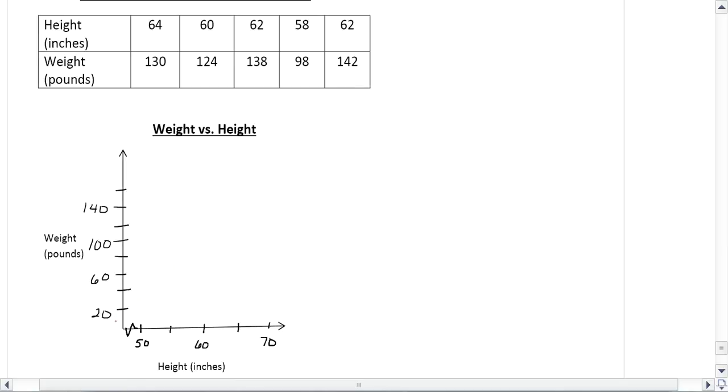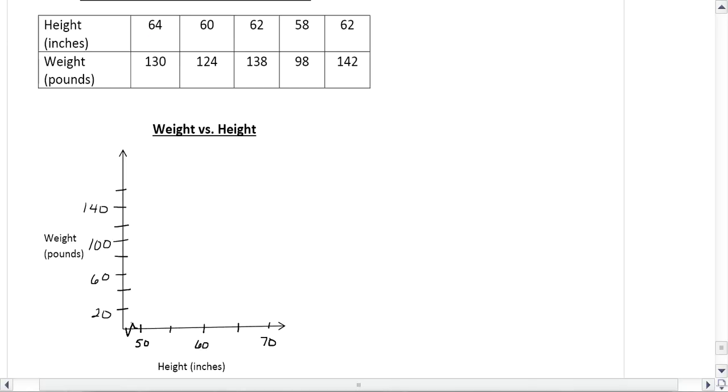So I scaled the weight counting by 20 pounds to get up to, well, 140, 160. And then I did a little break in the x-axis here to show that I did not start at 0. So I went 50, 55 inches, 60, 65, and so on. So now let's plot these in a scatter plot.